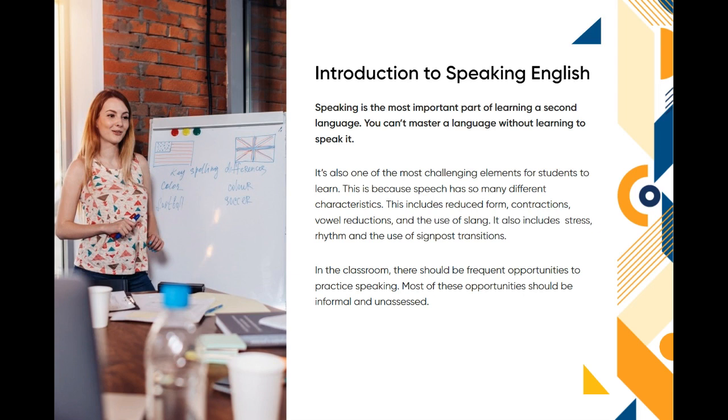In the classroom, there should be frequent opportunities to practice speaking. Most of these opportunities should be informal and unassessed.